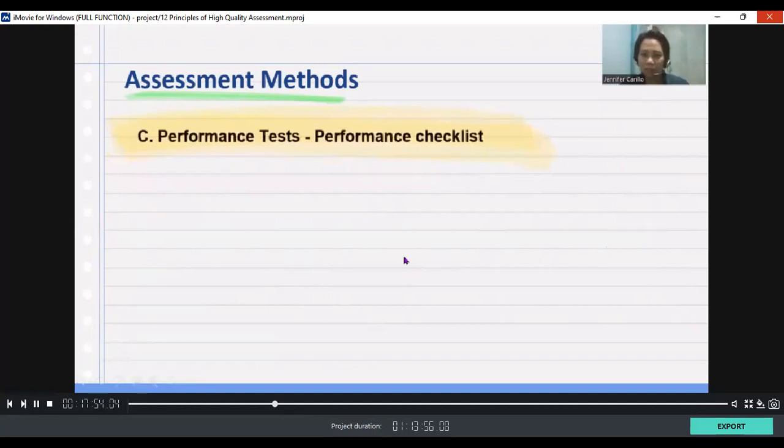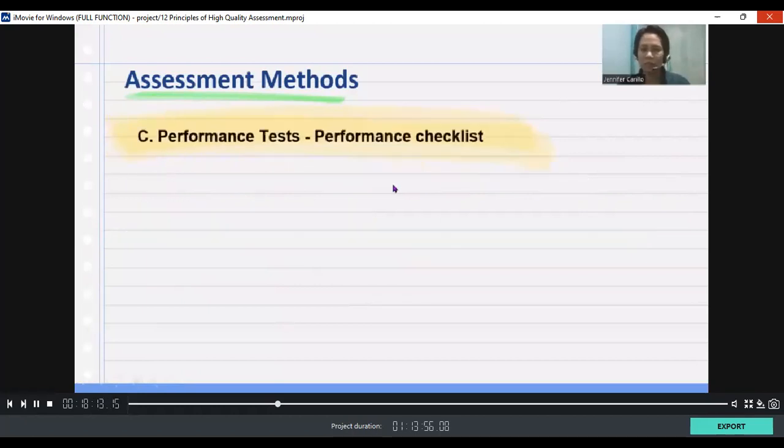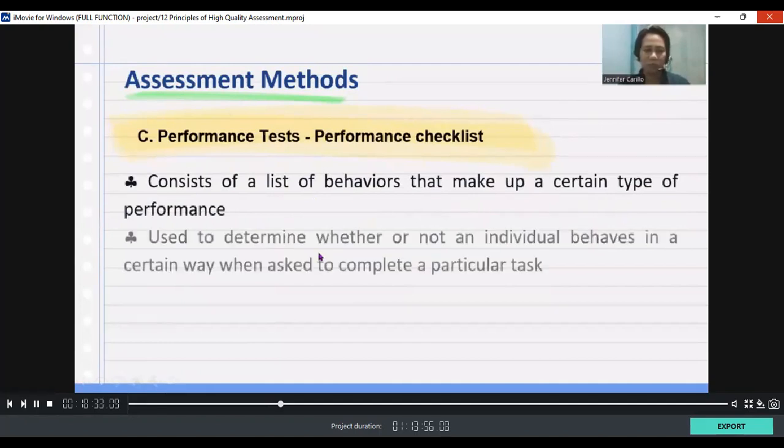So aside from written test, product test, nasa tayo performance test. So unlike with the product, you rate the students' final output. Okay? Output or final product. So for the performance test, you are rating the students while they are performing a certain task. Okay, so process ni siya. While they are performing, you are checking their skills.